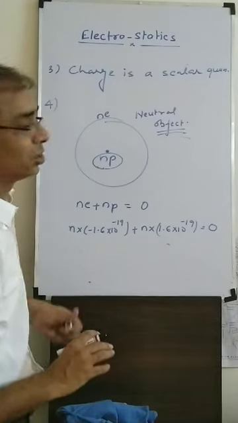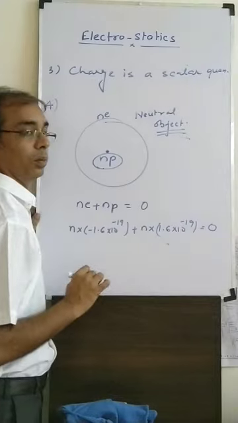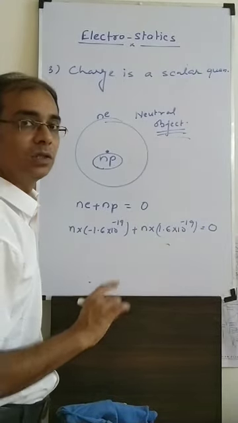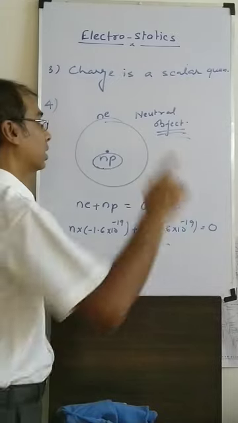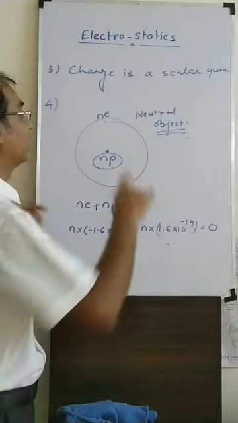Now, if I want to make a charge, what do I have to do? Can I remove protons? No. Protons are inseparable because they reside inside the nucleus. You cannot take out the proton. But can you take electrons? Yes, because they are loosely bound with the nucleus. So we can take electrons.